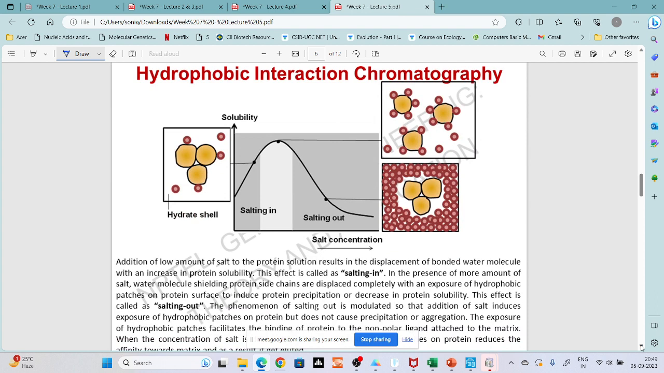There are two terms. The first term is salting in, and the other term is salting out.